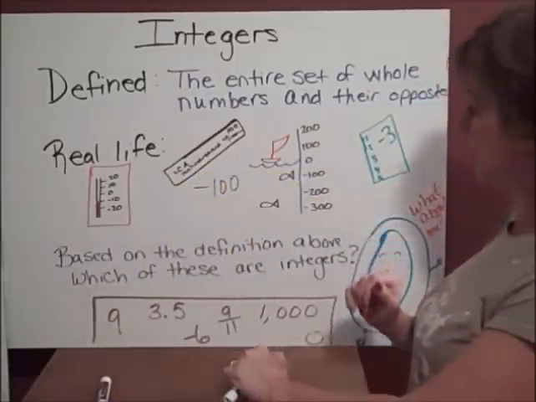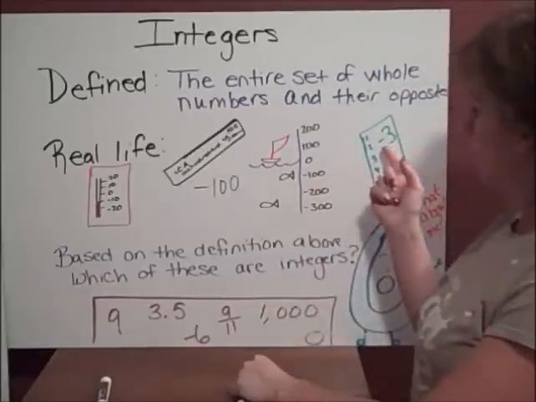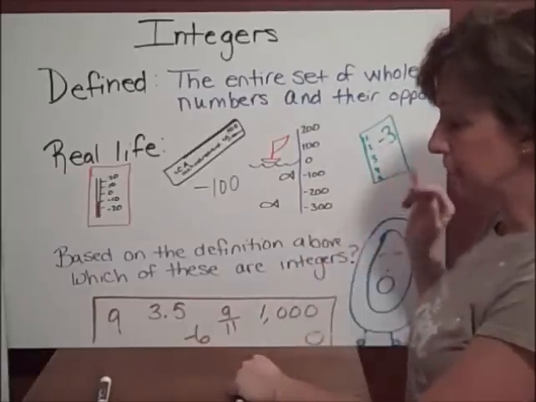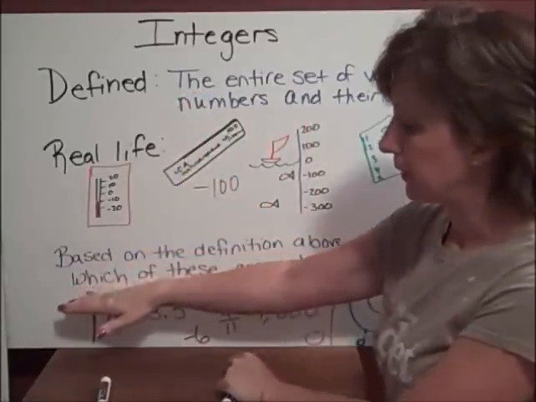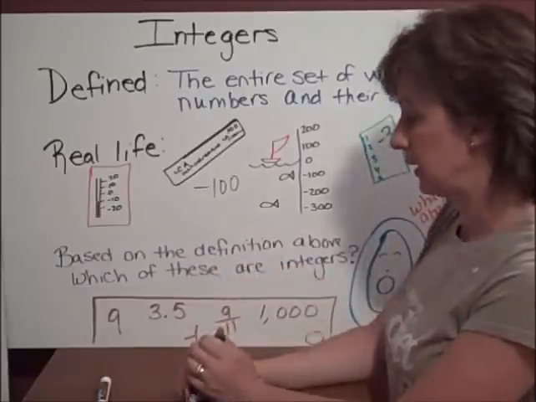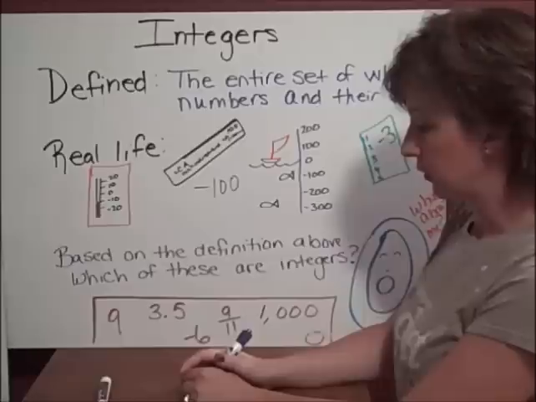And here's another example of perhaps a spelling test or something you've done in one of your classes where it says -3. That integer is -3. So, because we know this definition, we should be able to answer questions that look like this. Based on the definition above, which of these are integers?